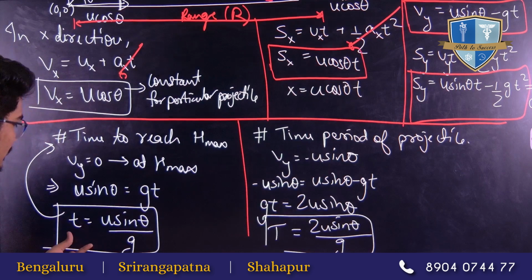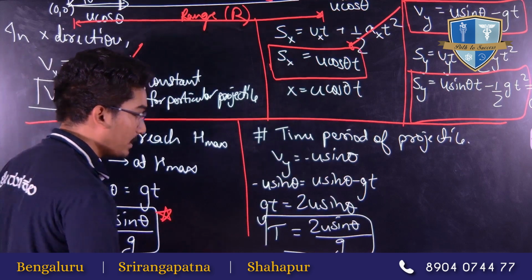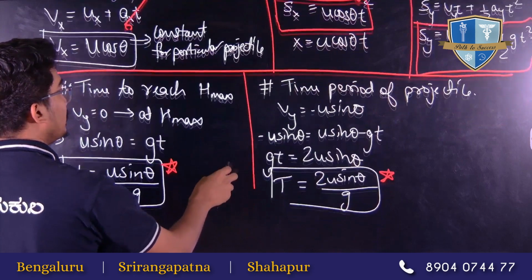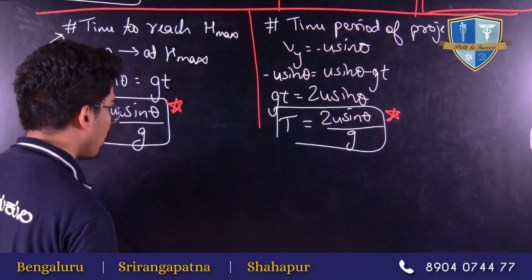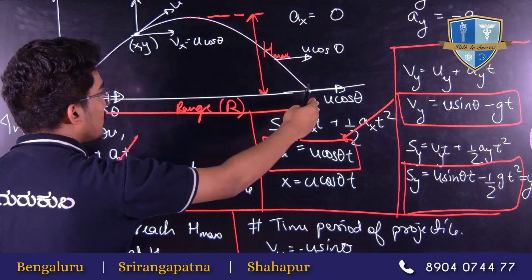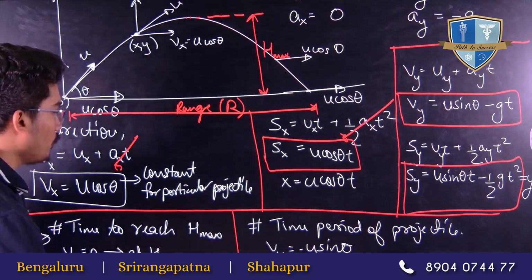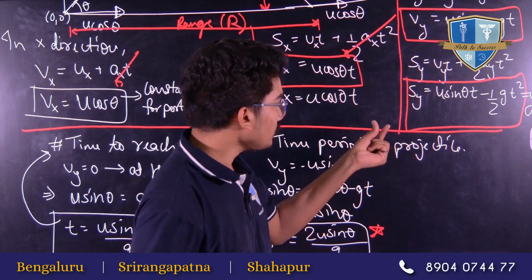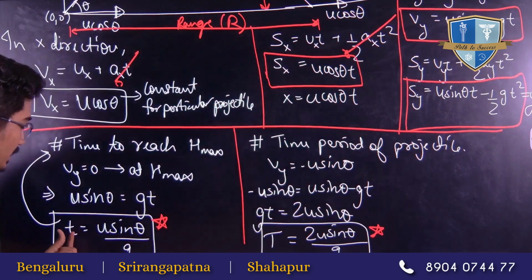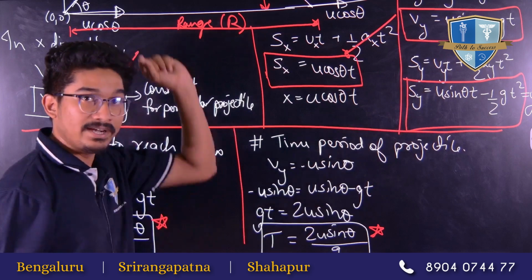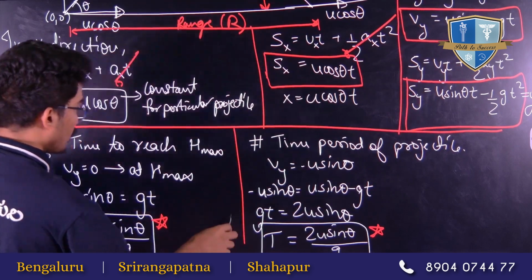Understood? So these are some important formulas. If you want, you can remember them. This will help us in our questions. Now another thing, they may ask you about H max. What will be the maximum height? How will we calculate that? For maximum height, the time taken will be this much, and this Sy, the displacement in y direction, is H max.